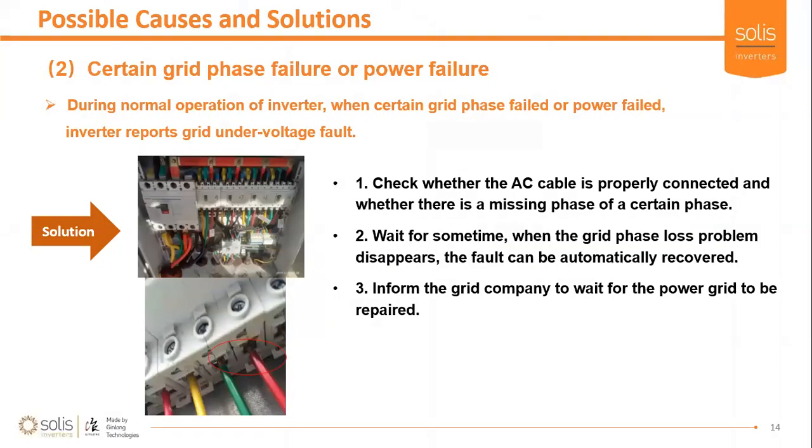For this kind of grid phase failure or power failure, the solution is to check whether the AC cable is properly connected, whether there is a missing phase, or wait for some time until the grid phase loss problem disappears. The fault can then be automatically recovered. Thirdly, inform the grid company to wait for the power grid to be repaired.